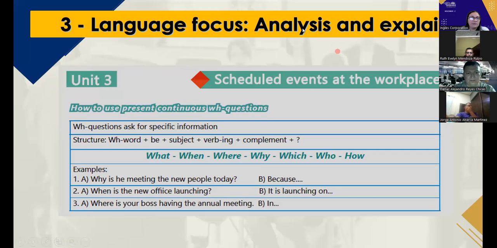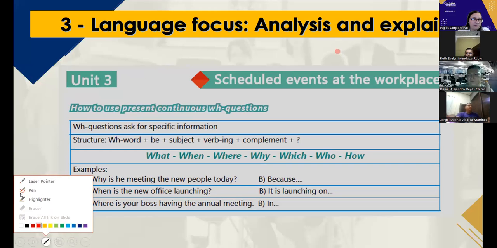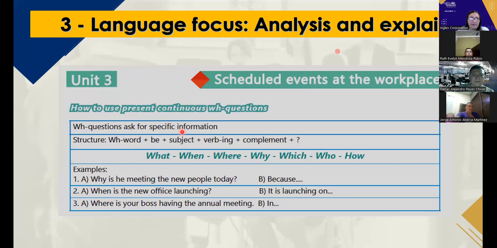WH, permítanme, voy a buscar el puntero. ING complement. Bien, bien. Este Zoom está improving. Entonces, decimos WH questions ask for specific information. O sea, las WH questions son what, where, when, why, how, who. Por eso se llaman WH. Es como la forma más sencilla de acortar el nombre de information question. Porque todas esas palabras de what, when, where tienen WH.